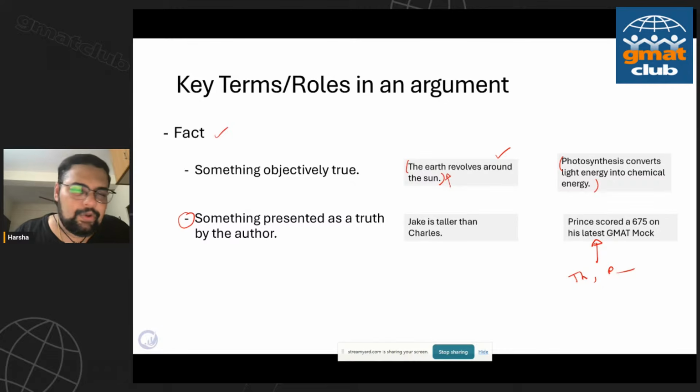Now, we have no idea who Prince is. Did Prince really score a 675 on his latest GMAT mock? Actually, we don't know. But this is given to us by the author as a fact. The author is telling us, yes, this is the fact, take it. Is this clear? Similarly, if I give you the statement, Jake is taller than Charles, you can ask the question, how do we know that? How do we know that's really true? We don't know Jake, we don't know Charles. But since the author has presented that as a truth to us, we take it as a fact. Is fact clear?